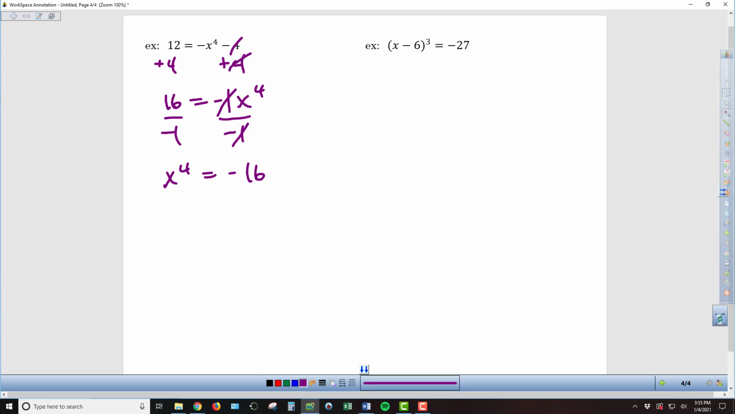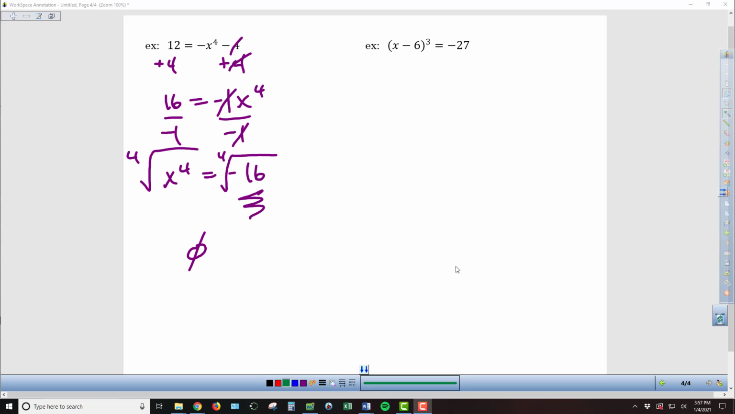And so now at this point, I'm ready to take the fourth root of both sides, but this one's a showstopper because I can't take the fourth root of a negative. So I can only take the odd root of a negative number. I can't take the even root of a negative unless I end up with imaginary numbers. And for our purposes here, we're just going to forget about those. We're just going to deal with real numbers. So in this case, we're going to say that we've got no solution.